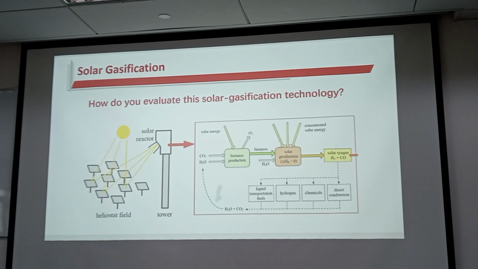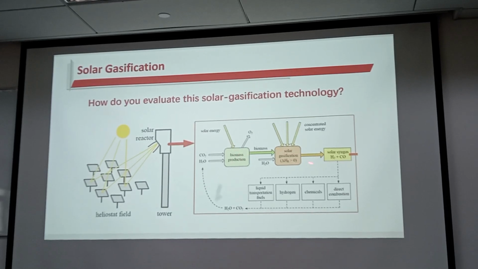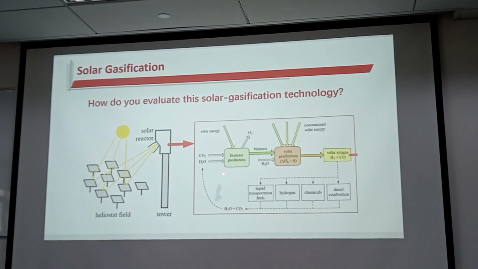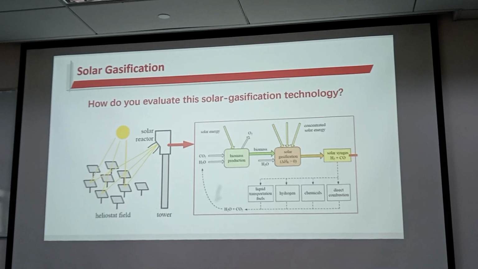In this case, we don't need additional energy input just to replace electricity to generate the gas. From this system, we can see that by using the solar energy, the biomass will be converted into hydrogen and carbon monoxide. So we also call the syngas solar syngas. The idea is very interesting. Once we harvest the syngas, we can use that for the generation of hydrogen, chemicals, liquid, and other energies.